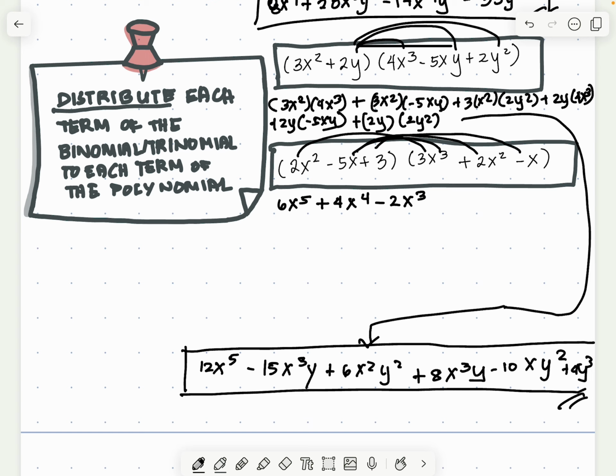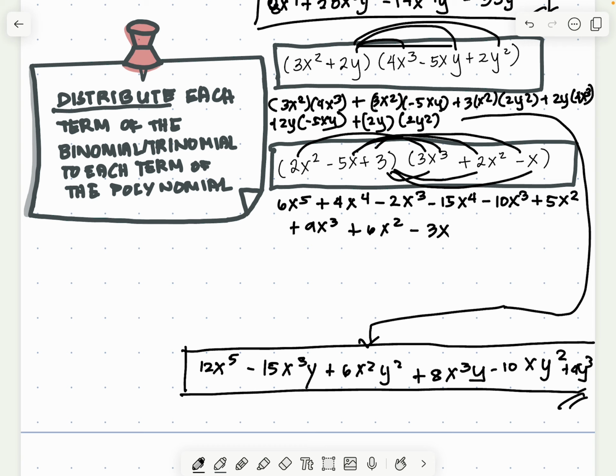And then I'll distribute negative 5 to each term here. So negative 5 times 3x squared is minus 15x to the 4th, and then negative 5 times positive 2x is minus 10x cubed, and then negative 5 times negative x is positive 5x squared. And then last, distribute the constant to each term of the polynomial here. So you have positive 9x cubed plus 6x squared minus 3x.